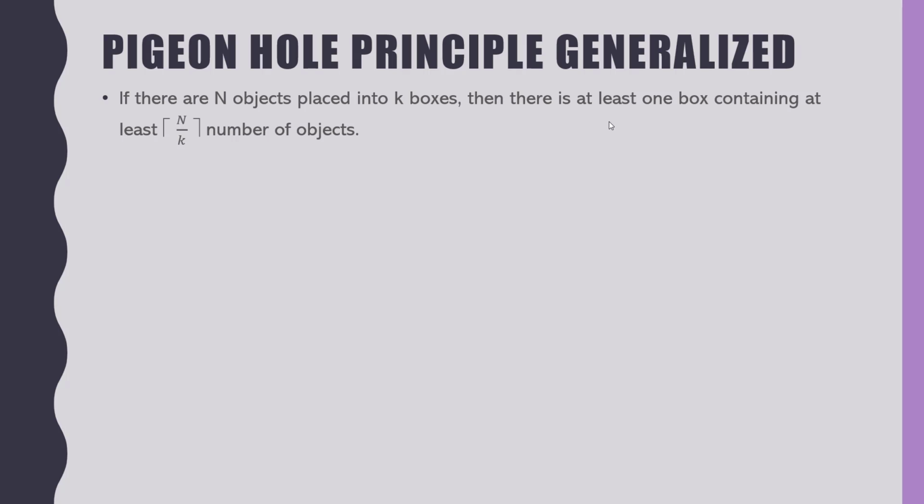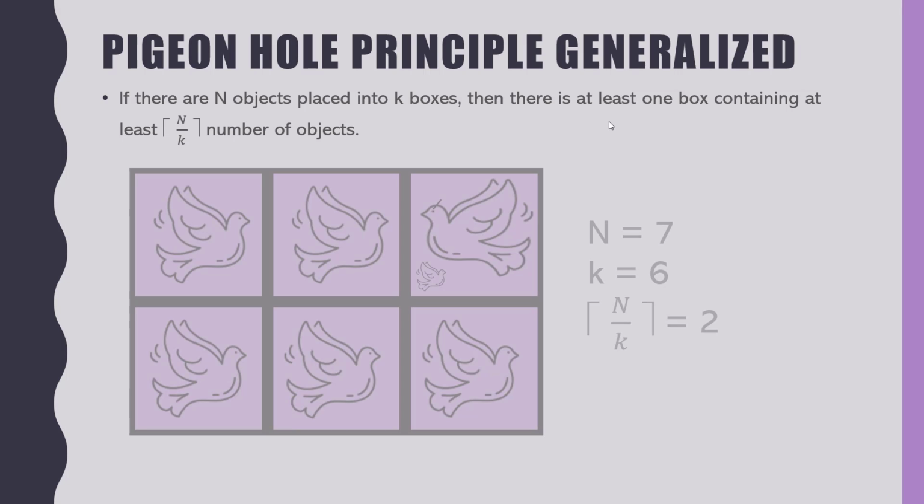You guys remember what ceiling means? Yeah, it just rounds it up no matter what. So 2.1 rounds up to 3, right? 2.00001 rounds up to 3, right? It just rounds it up. So let's take a look at that and see if that's true.